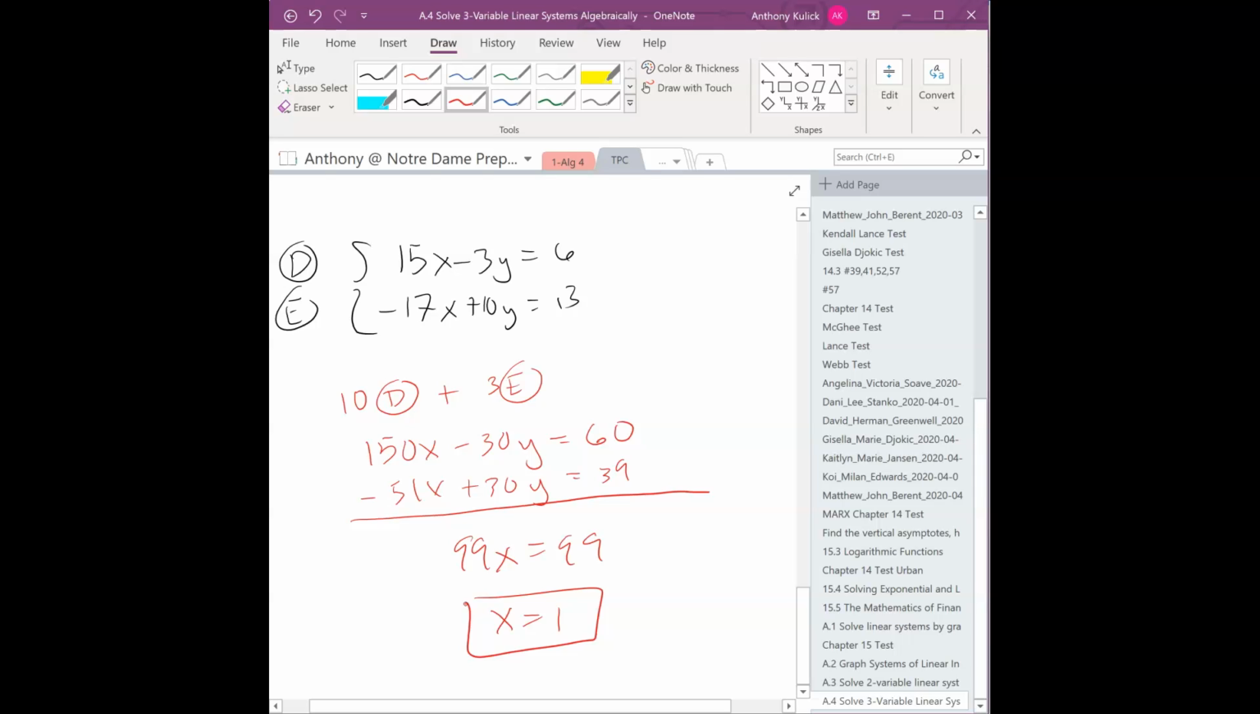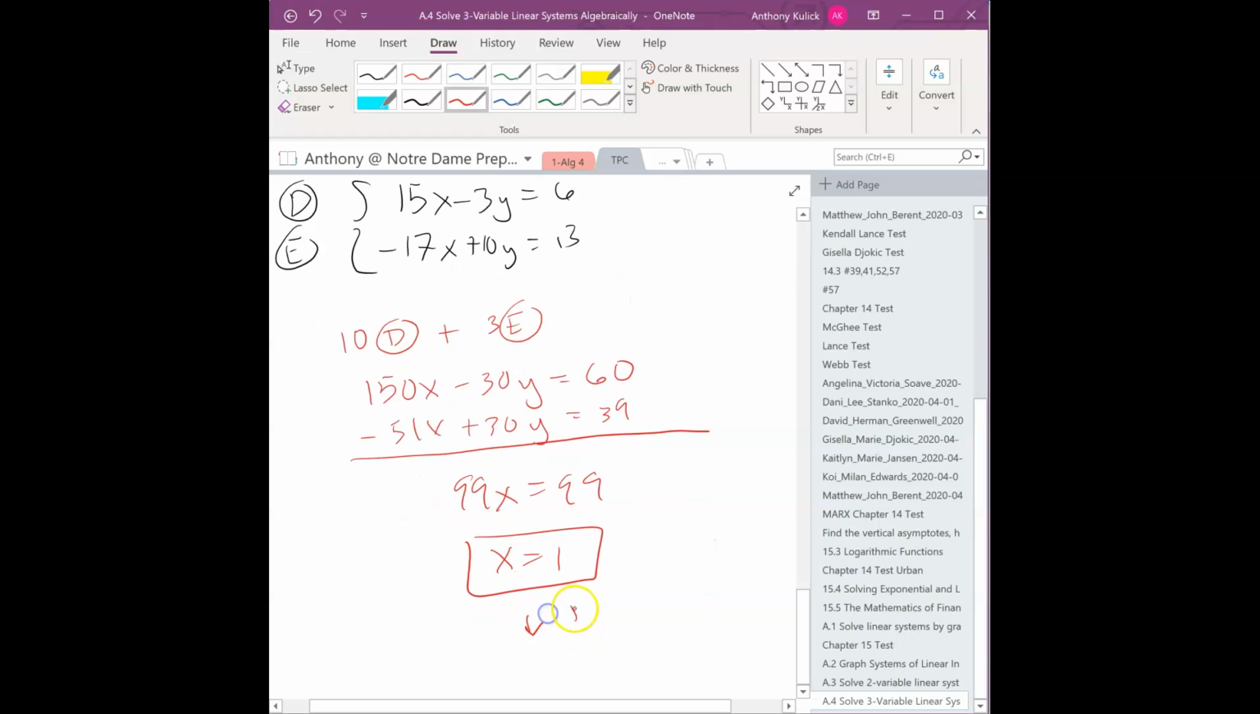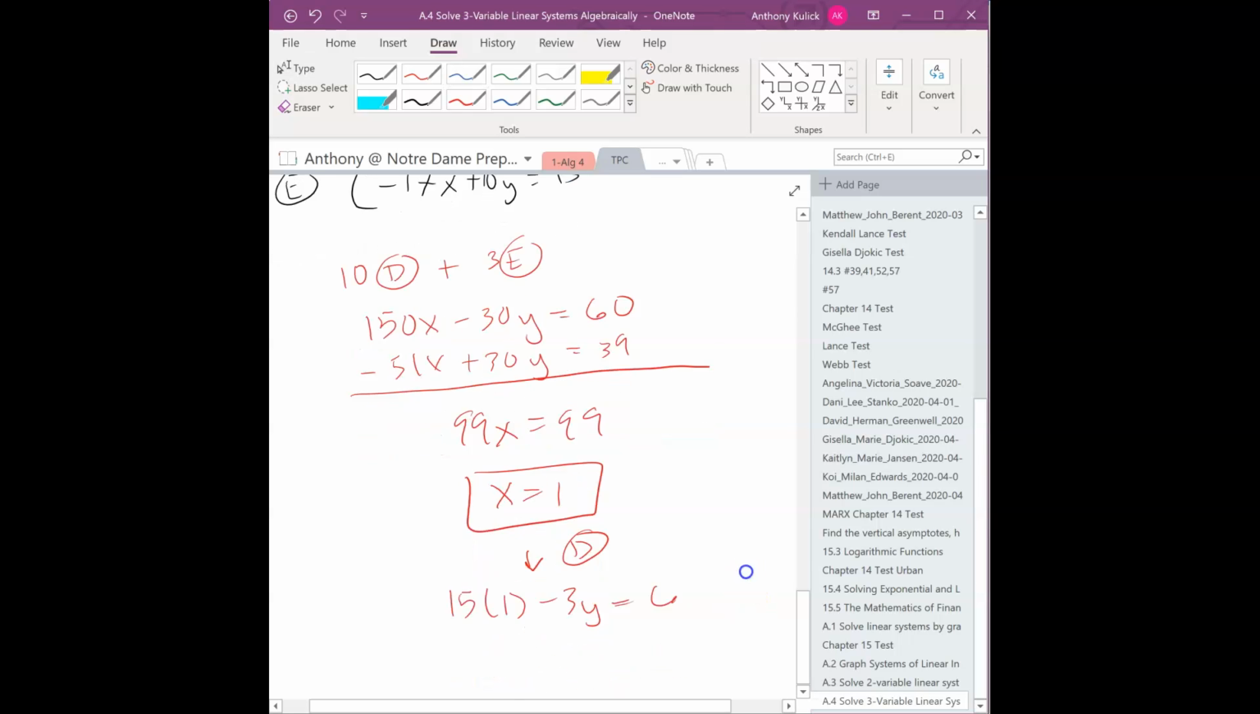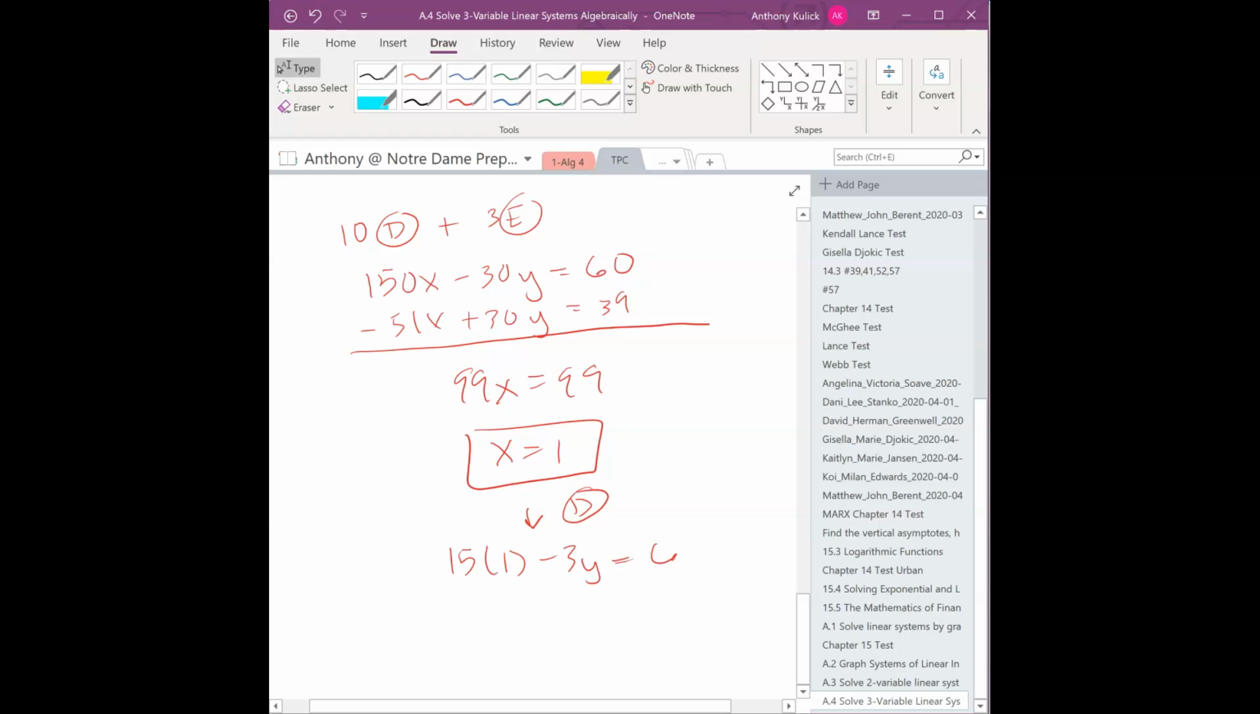What I'm going to do now is plug this into either equations D or E. It doesn't matter which. So I'm going to say plug it into D. And then I'm going to just solve for y. So subtracting 15 from both sides gives me negative 9. And divide both sides by negative 3, I get 3. So now I have an answer for x and y.